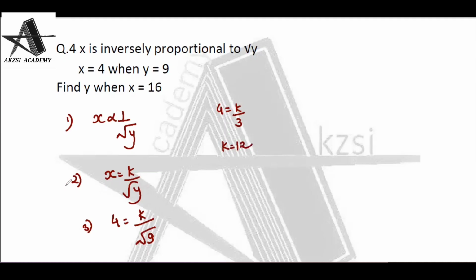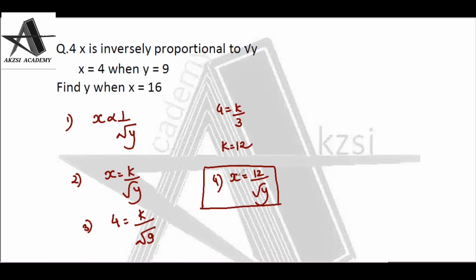Now put the value of k here in 2. So you'll get final x equals 12 over root y. So this is our final equation. But the question says you have to calculate the value of y when x equals 16. So we have the final equation. I only need to put the value of x to calculate the value of y.